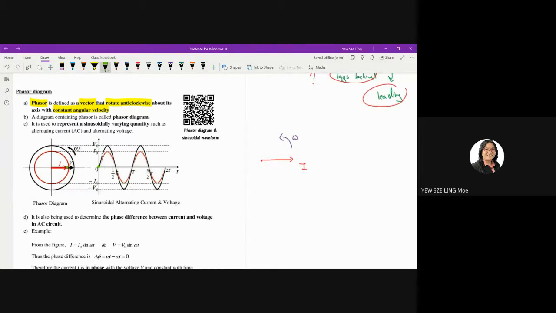Because let's look at the sine graph here. When the value increases, the angle also increases. That can only happen if this vector is rotating in the anti-clockwise direction. If it rotates in the clockwise direction, it means it's flowing in the negative direction. So a phasor is a vector that rotates in the anti-clockwise direction, because we use the projection from the sine graph. We project it to get a circle.